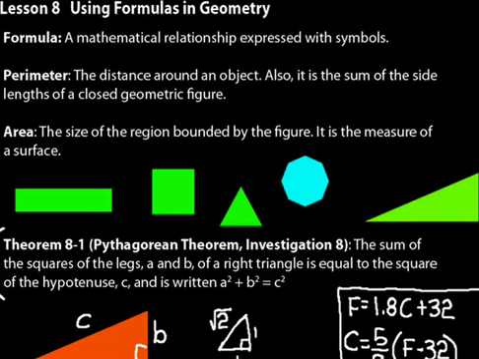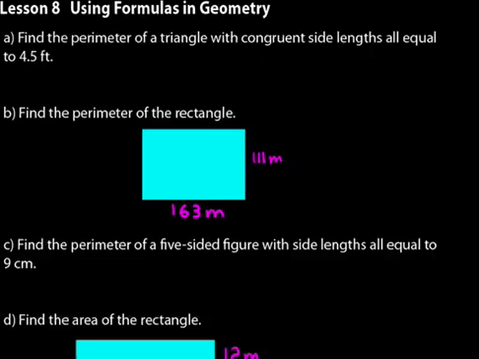Let's go ahead and do some practice now. Practice problem A says, find the perimeter of a triangle with congruent side lengths all equal to 4.5 feet. So let's just think about that.